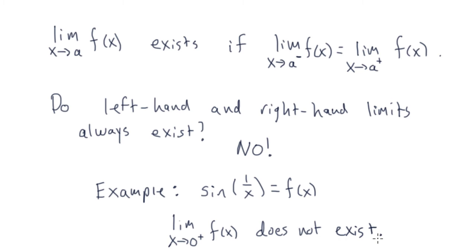And so it's an interesting question. How could a right-hand limit not exist? It seems like if I just trace the function from the right, it should be approaching some number. Now it may not be approaching the same number that it's approaching from the left, but how could this happen? Well, let's look at the picture of the graph of this function.